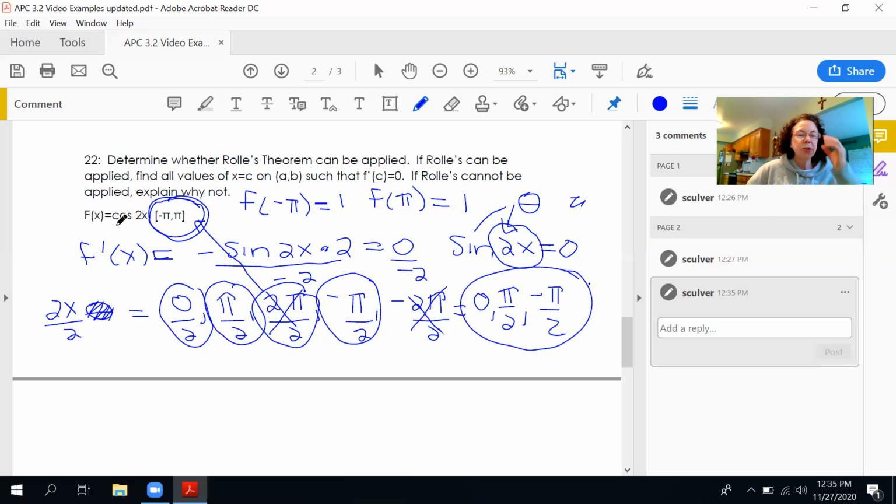So again, to recap, for the function cosine of 2x on a closed interval of negative pi to pi, it was guaranteed, because f of a equals f of b, that the derivative was 0, hence Rolle's. You can hear the 0 in Rolle's theorem. Because derivatives are on open intervals, I found these values where the derivative is 0 on the open interval between negative pi and pi.